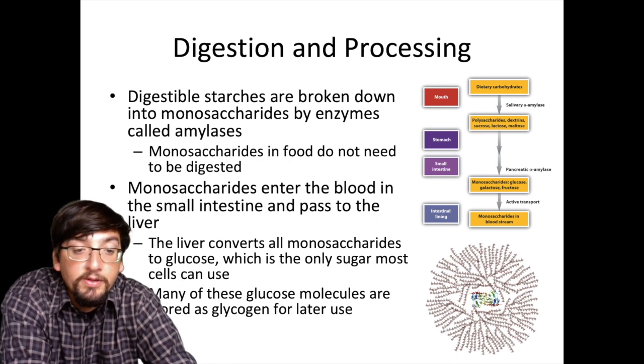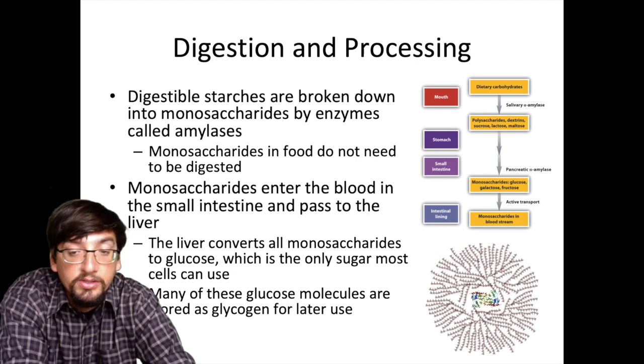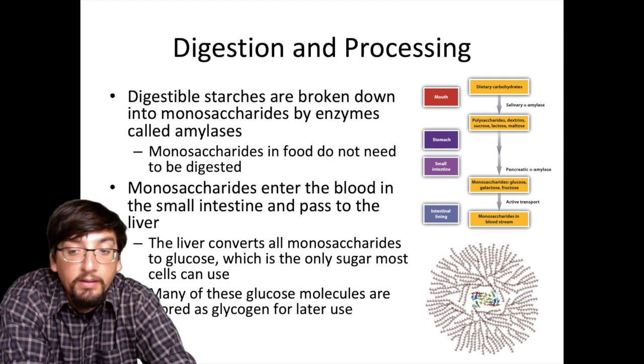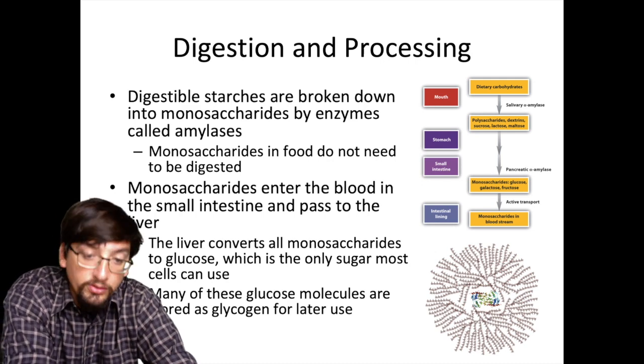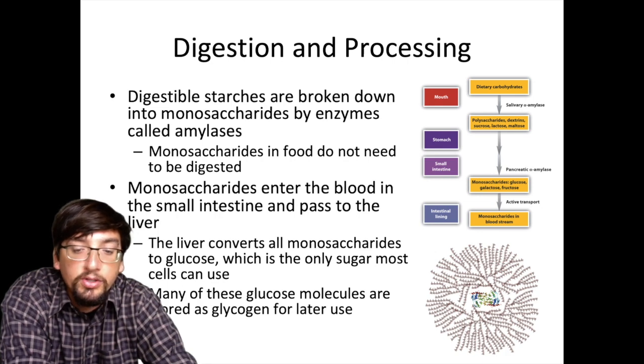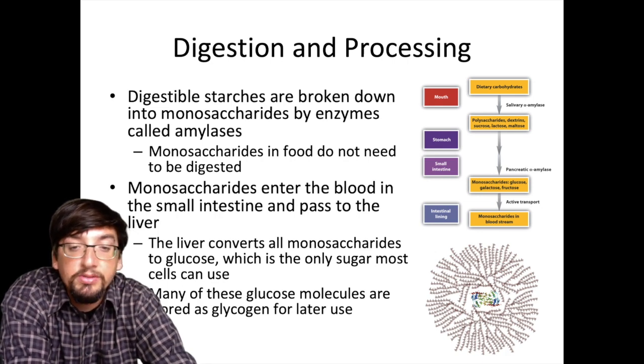And so that blood being absorbed from the small intestine goes directly to the liver. The liver will do two things. It'll store most of the monosaccharides, and it'll also convert fructose and galactose to glucose, because glucose is the sugar molecule that our cells actually absorb and break down and use.